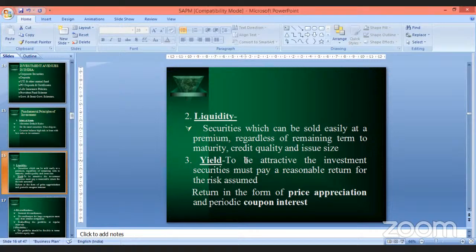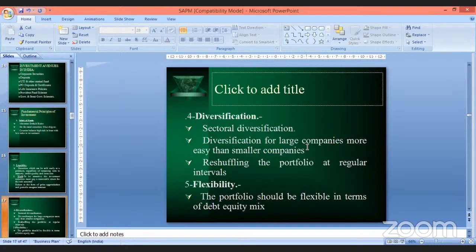So, other fundamental principles of investment instruments are diversification as well as flexibility. What is diversification? That means sectoral diversification. Diversification for large companies is easier than for smaller companies. So, what does it mean?